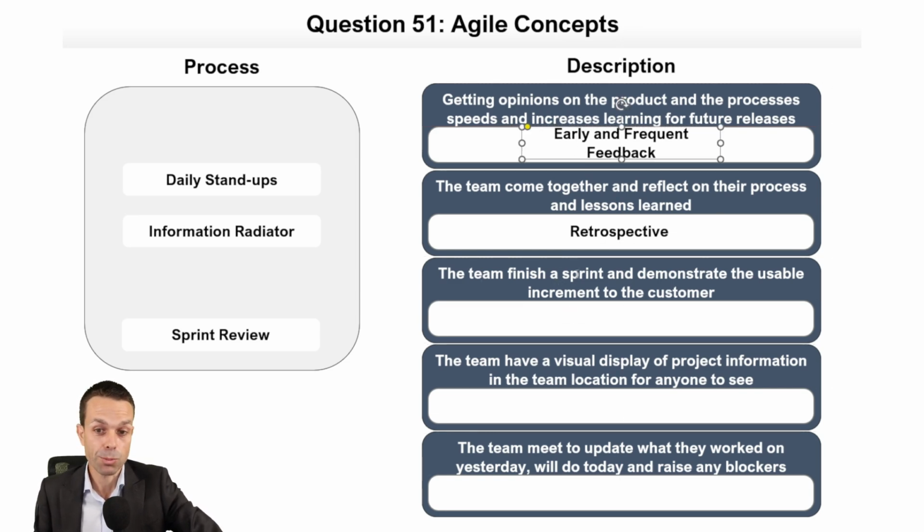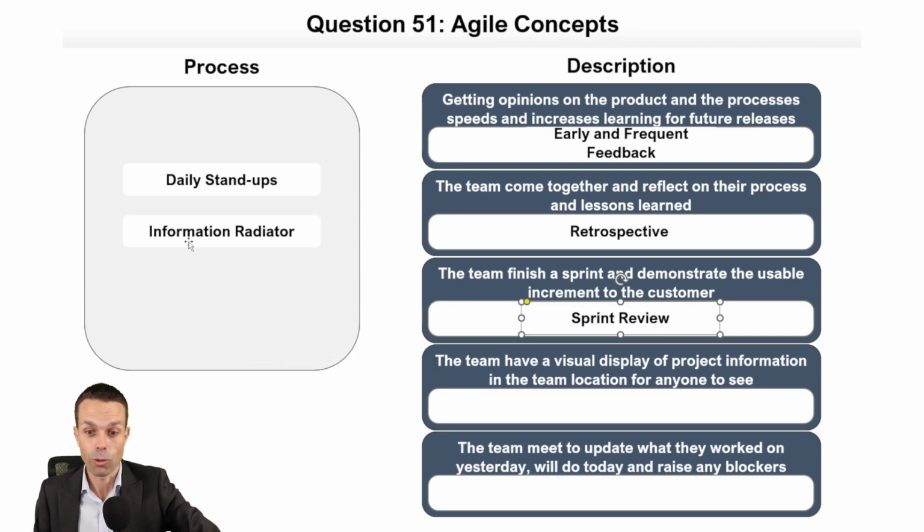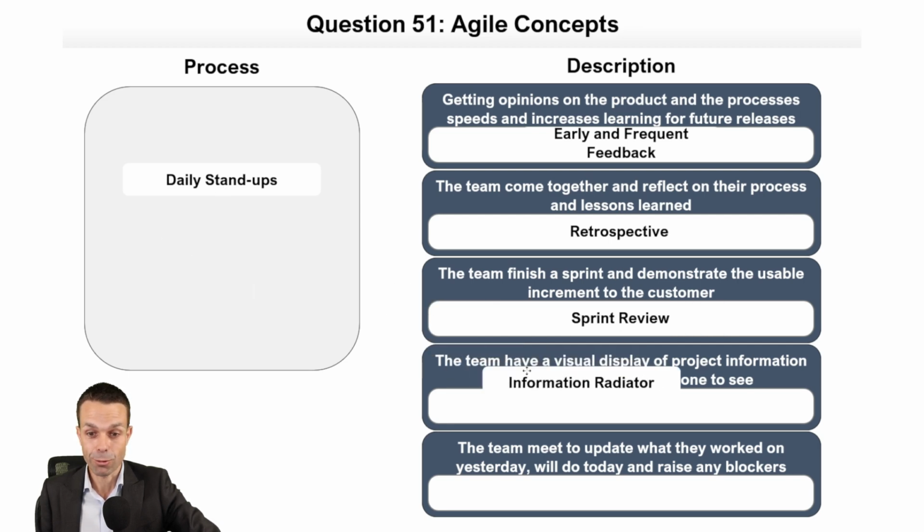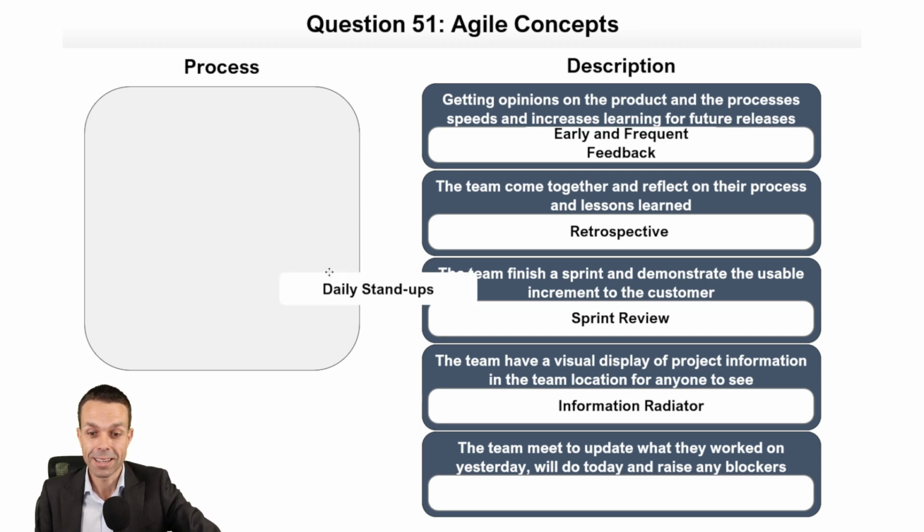The team finish a sprint. That sounds like a sprint review. They demonstrate the usable increment to the customer. That's going to be our sprint review. The team have a visual display of project information for anyone to see. That's our information radiator. And when the team are meeting to update what they worked on yesterday, what they're going to do today, and raise any blockers, that's our daily stand-up for Agile ceremonies.